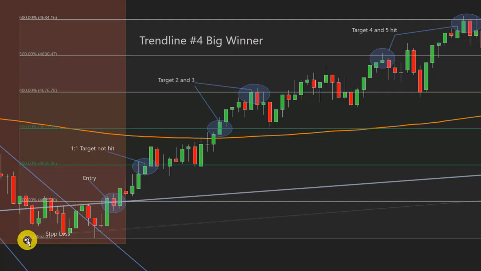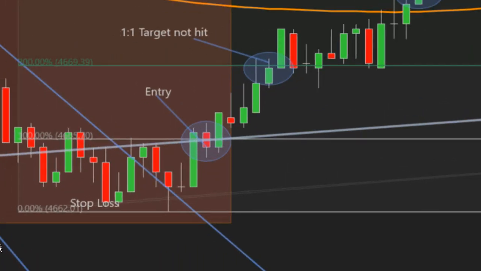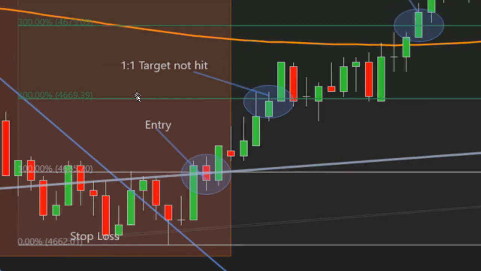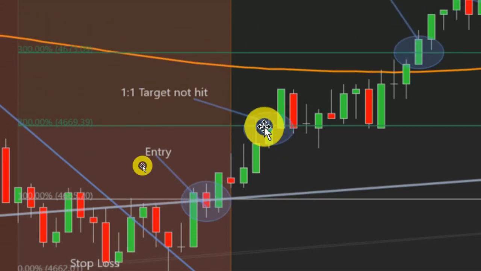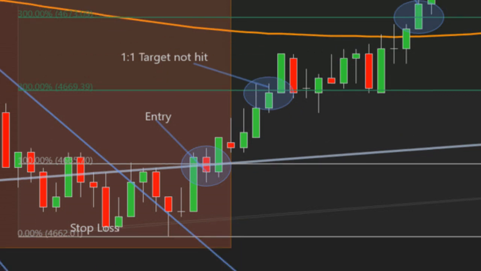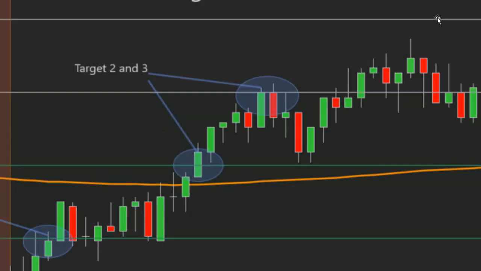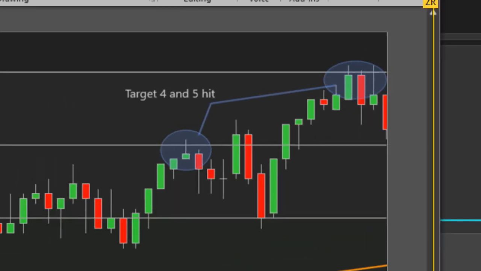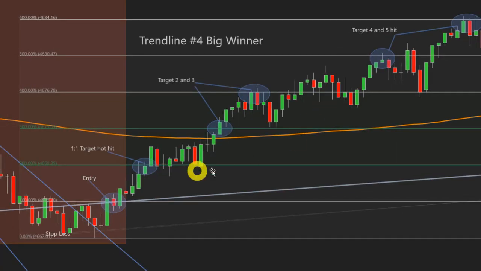This is the home run. Okay, you could see our stop loss down here at the bottom. Here's our entry. When price went up to 1-to-1, we moved our stop to break even. Our stop came from here and went right to break even. It kept going and going until we hit the 4th and 5th target on this, more than making up for the losses on the other ones.